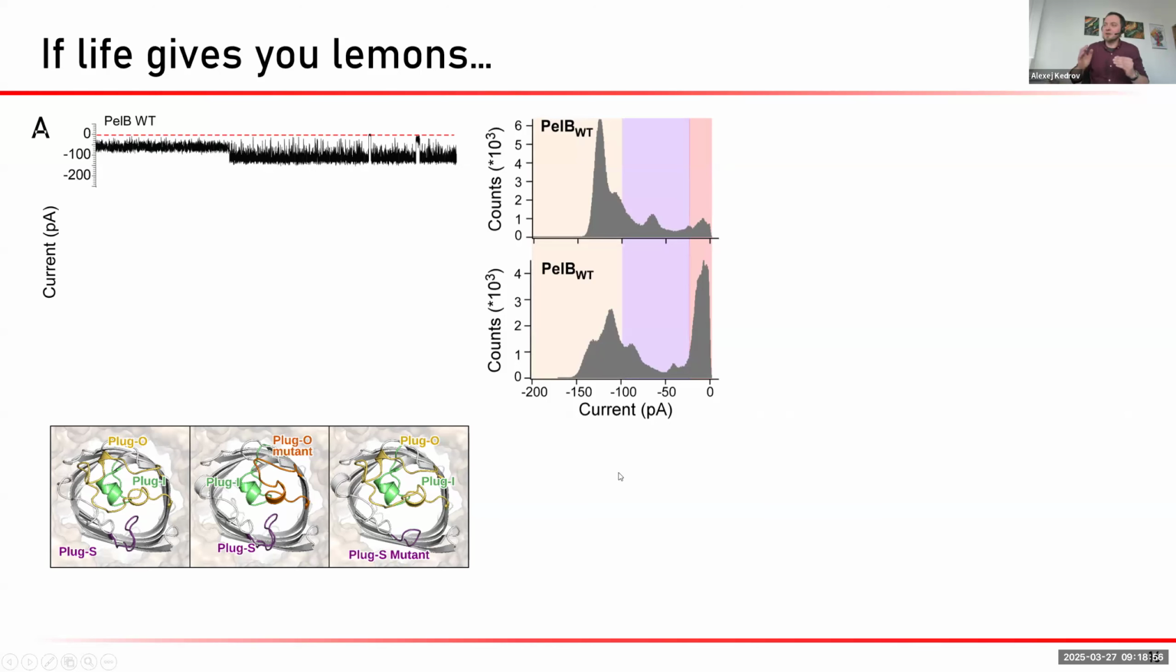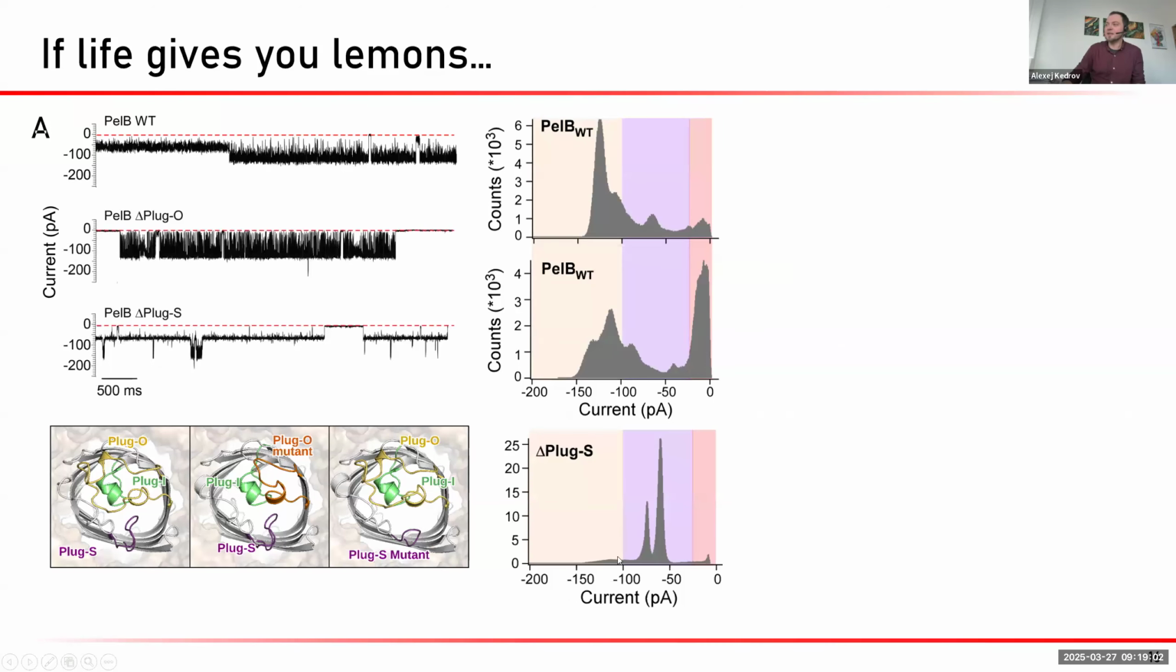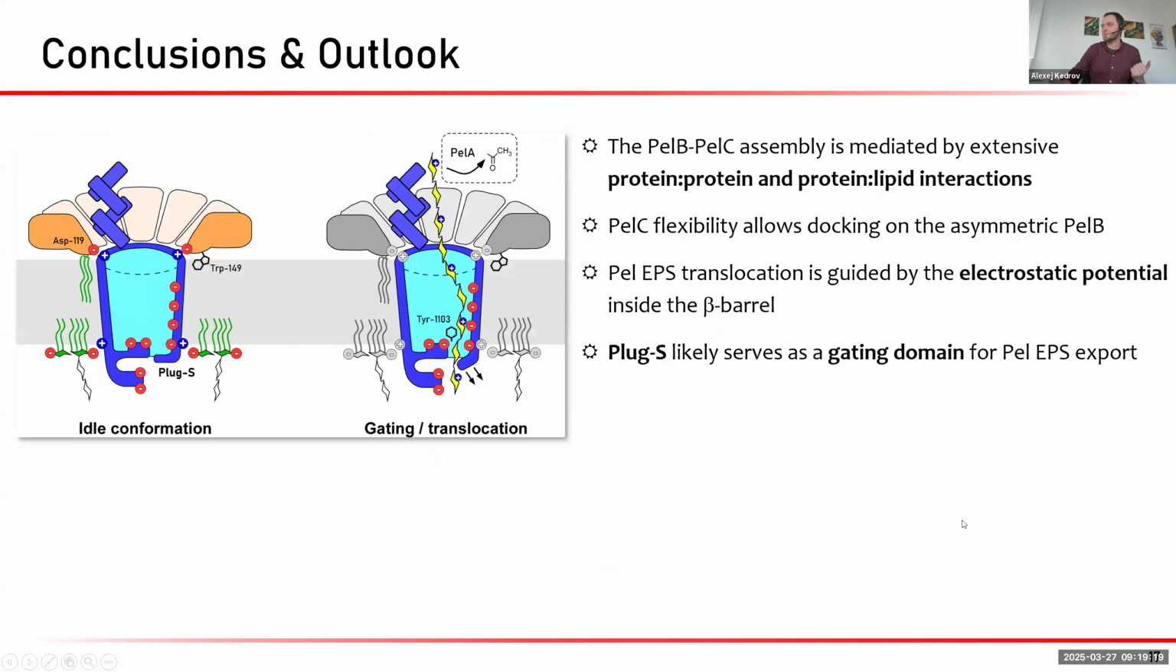And then to clarify which loop is actually most important, we simply deleted those. And once we touched the plug S, we saw clearly changing behavior: the channel was permanently open. The noise was gone, meaning that this plug S, the short loop, does not fluctuate anymore. And indeed, as model prediction and modeling show, there will be a channel formed.